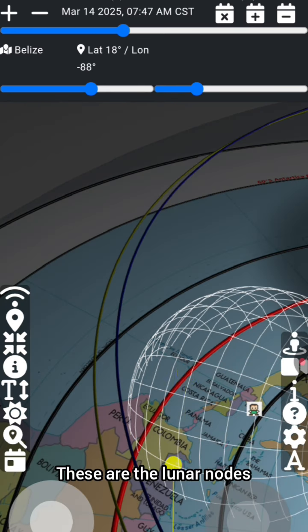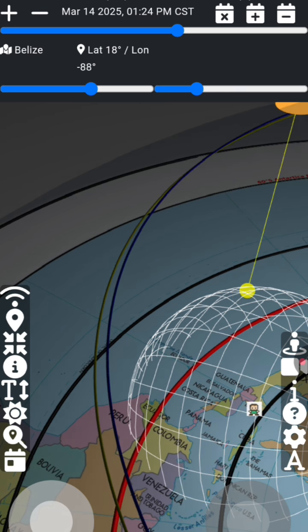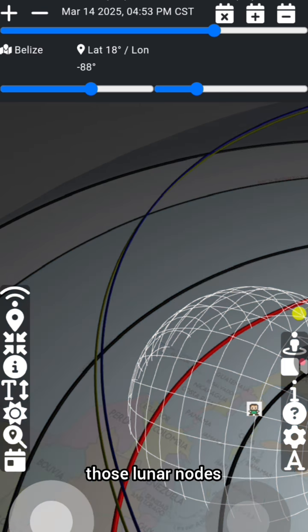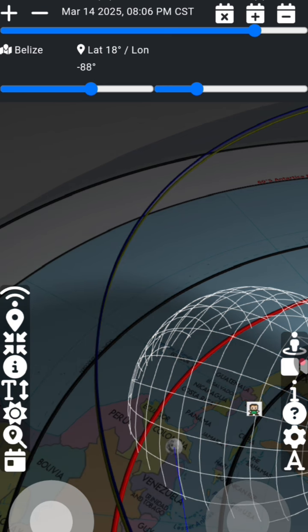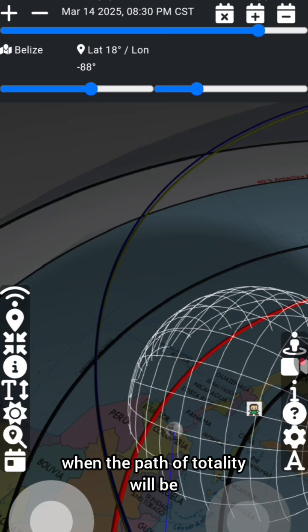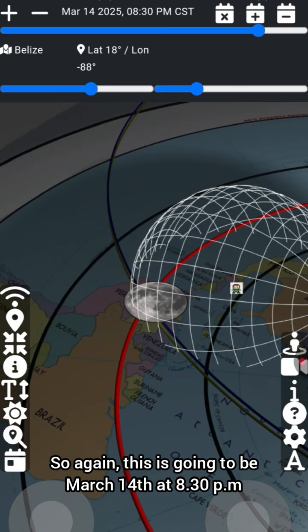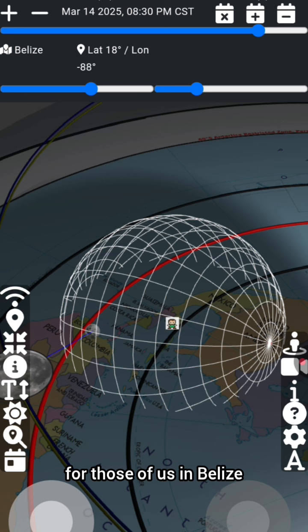These are the lunar nodes. So those of you who are familiar with Ketu and Rahu, that point of intersection, those lunar nodes are the exact same concept that we're talking about here. Exactly when they intersect like this is when the path of totality will be. So again, this is going to be March 14th at 8:30 p.m. for those of us in Belize.